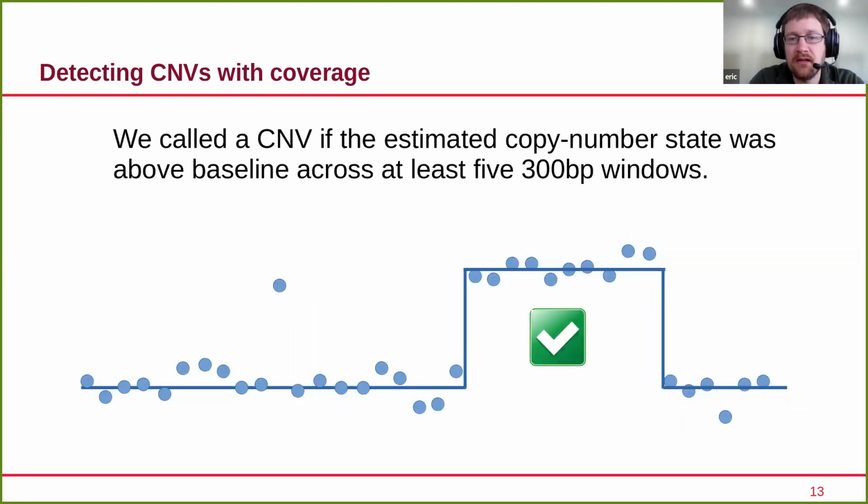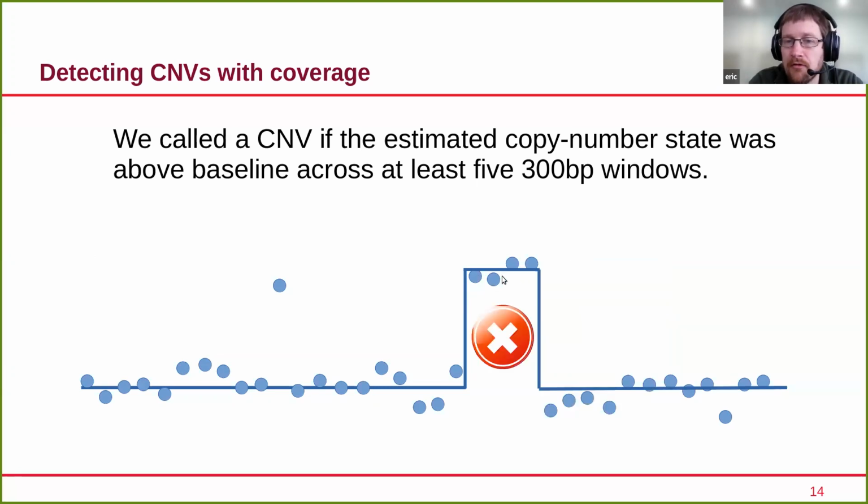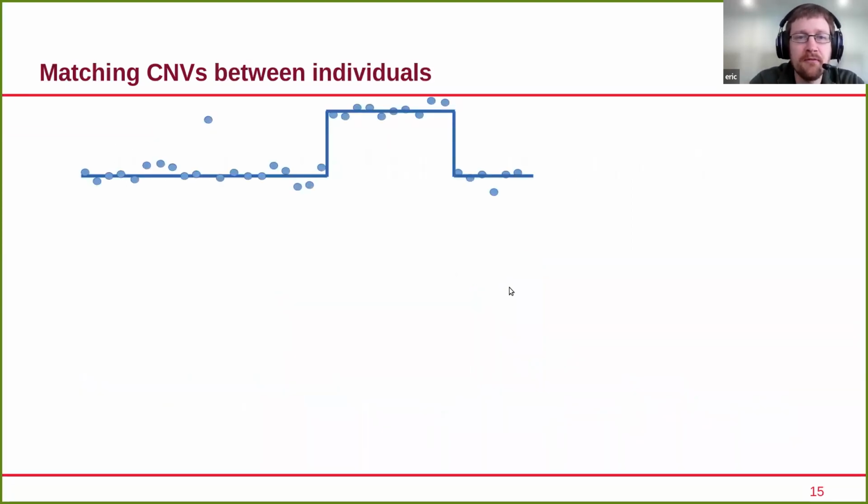So one way in which we increased the quality of CNVs was to require a minimum genomic size of the CNV. So we call the CNV if the estimated copy number state from the hidden Markov model was above baseline for at least 5 consecutive windows, and each window was 300 base pairs. So here in this hypothetical situation, we would call this a CNV in this particular sample, but here we would not, because it only spans 4 genomic windows. So by removing very small CNVs, we can hopefully remove artifacts that are just due to very transient increases in coverage.